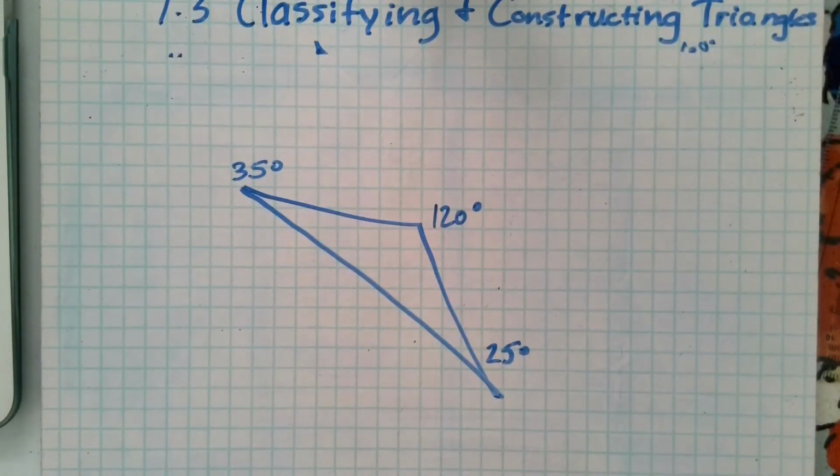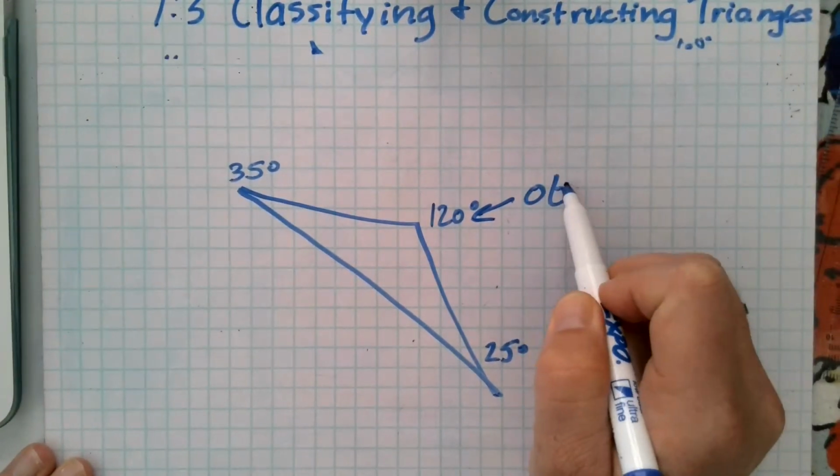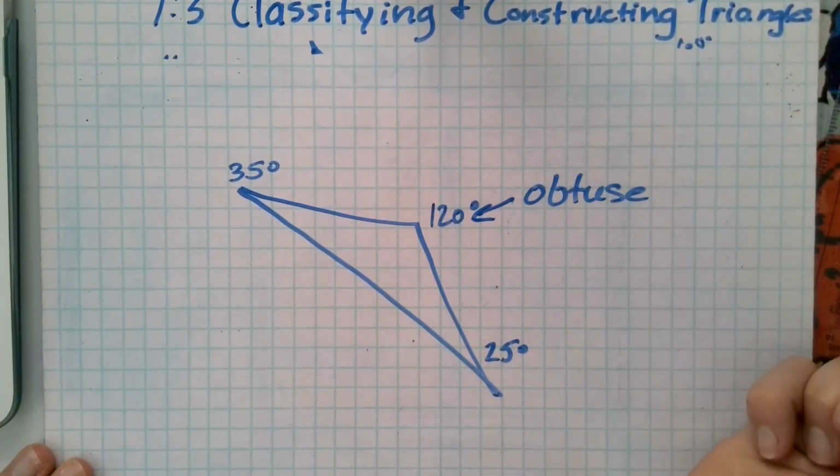Okay, so let's take a look at this triangle. We notice that this angle is obtuse. Right off the bat, it's over 90 degrees, so it's an obtuse triangle.